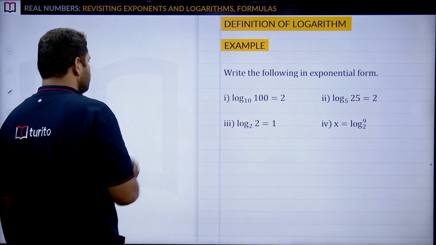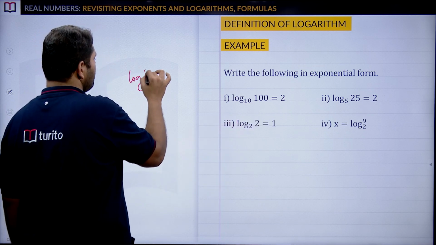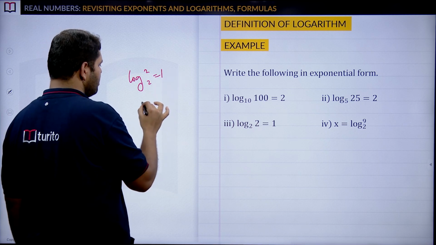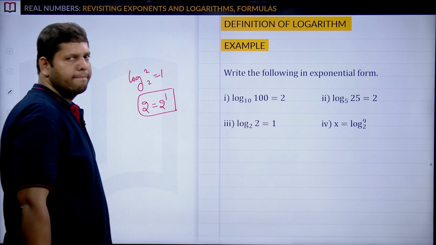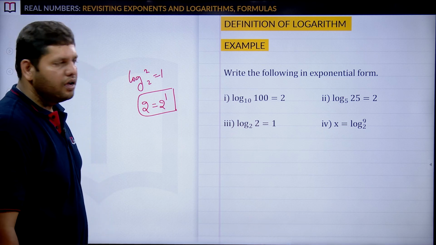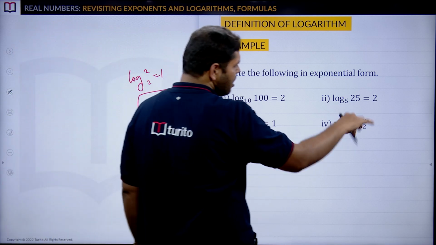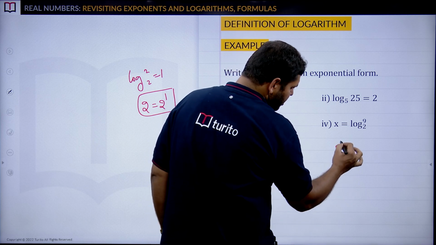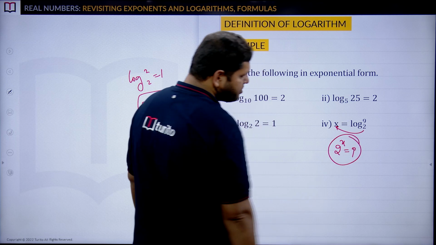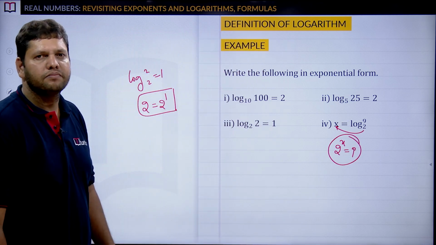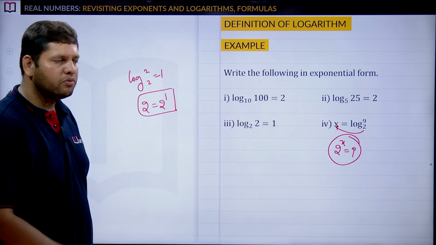Children, listen to this example. Log 2 with base 2 is equal to 1. So we can write 2 is equal to 2 to the power of 1. Yes or no? And next one, x is equal to log 9 with base 2. So we can write 2 to the power of x is equal to 9. So again it is logarithm form to exponential form.